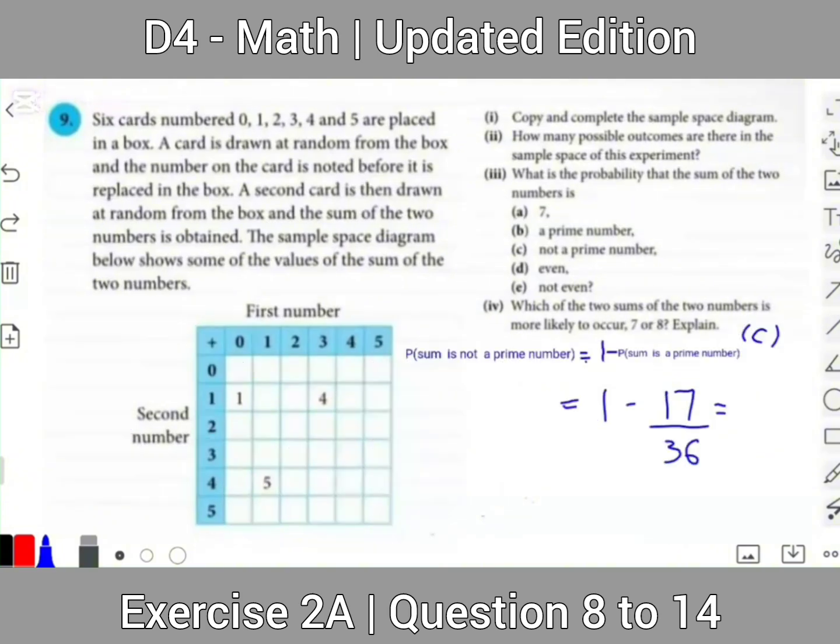Now in part C, we have to find out the probability that the sum of the two numbers is not a prime number. To find the probability that the sum is not a prime number, we just subtract the probability that the sum is a prime number from 1, and we found that in part B. So 1 minus 17 over 36 gives us 36 minus 17 over 36, and this will be equal to 19 over 36. So the probability that the sum is not a prime number is equal to 19 over 36.